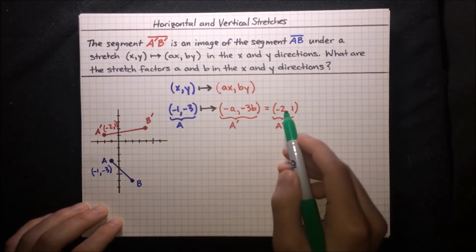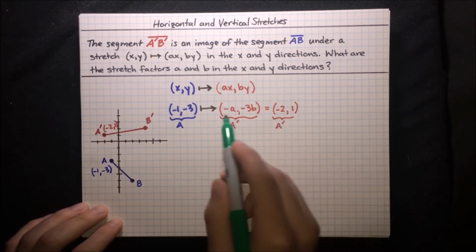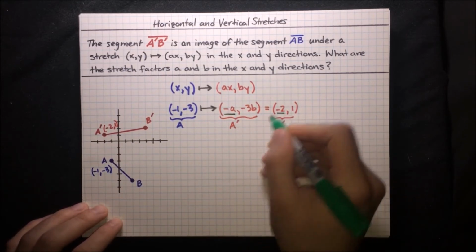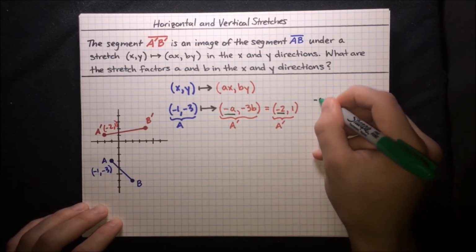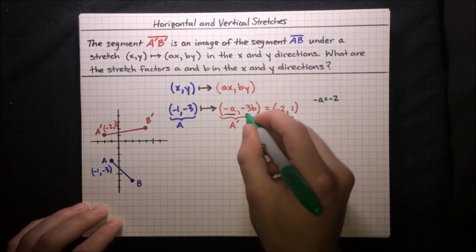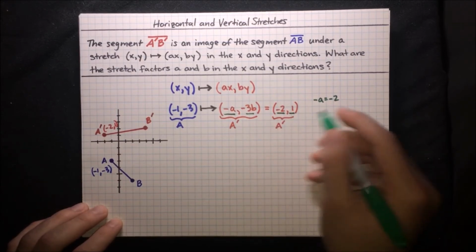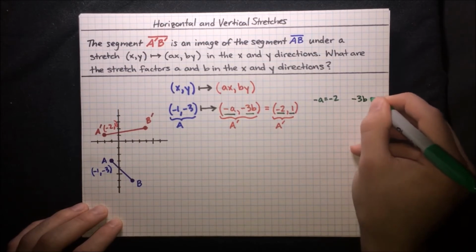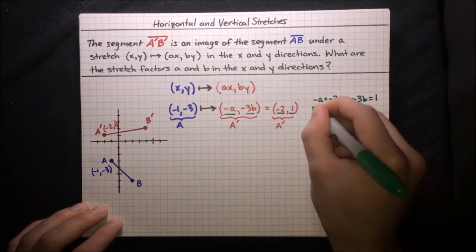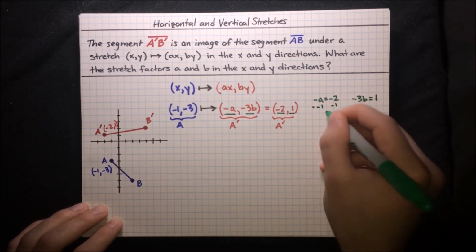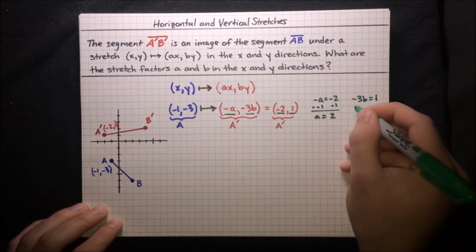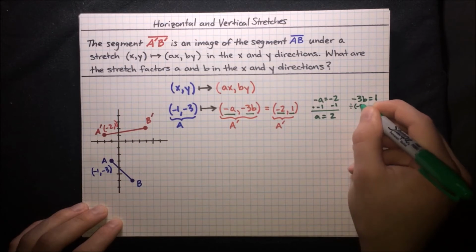From this equality, we can pick out two equations by setting the components equal to each other. The first component, the x component of each of these points, has to be equal, so we have that -a equals -2. Likewise the second components, the y components, have to be equal, so -3b equals 1. Now we can solve for a and b. If -a equals -2, just multiply both sides by -1, and we get that a equals 2. If -3b equals 1, then just divide both sides by -3.